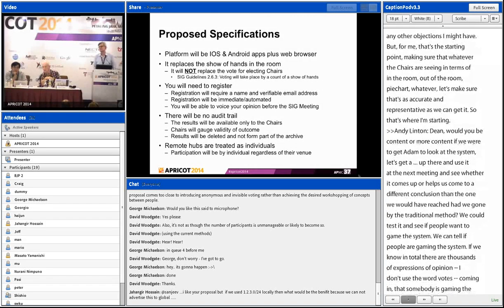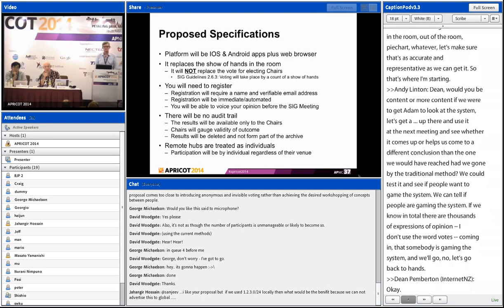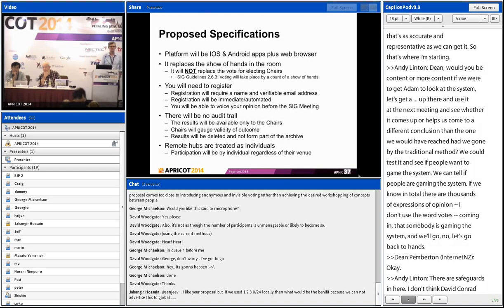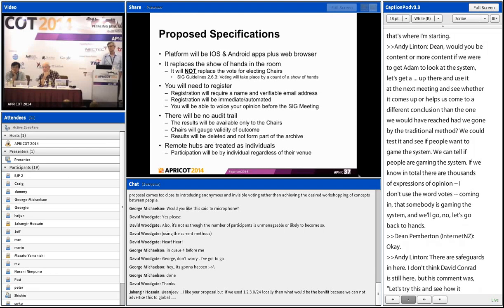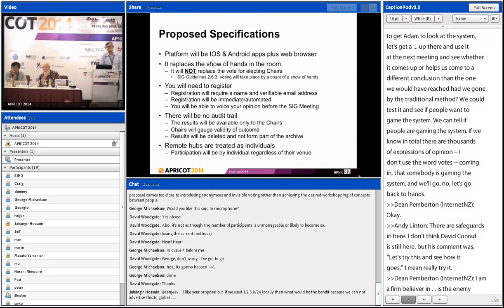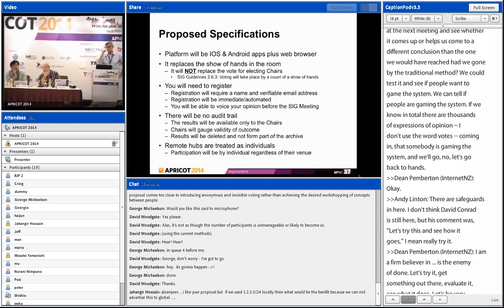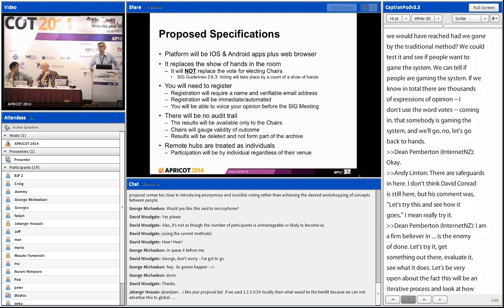Okay. So I think there are safeguards in here, and I don't know if David Conrad's still here, but David's comment was let's try this and see how it goes, really try it rather than just say no. I'm a firm believer that perfect is the enemy of done. So let's get something out there, assess it, evaluate it, see what it does. Let's be very open about the fact that this will be an iterative process and look at how it goes along the way, not just say we're going to try this and it will be binding. Yeah, so let's try it.